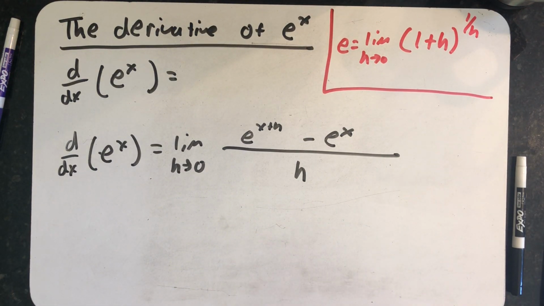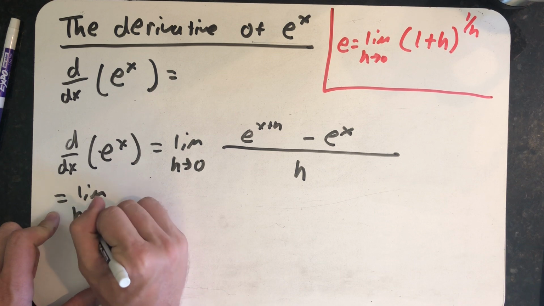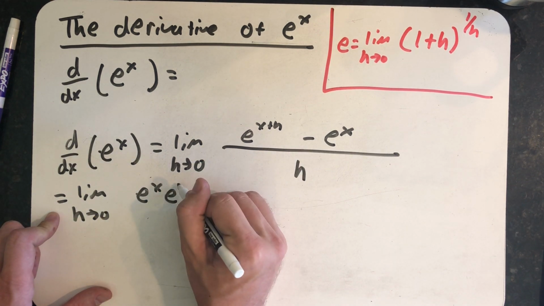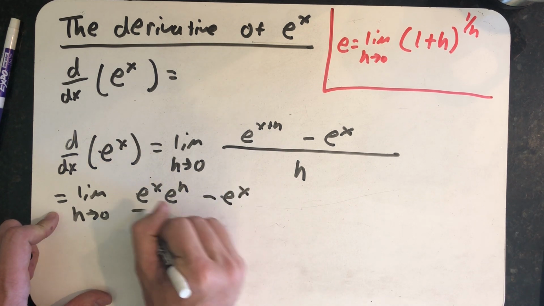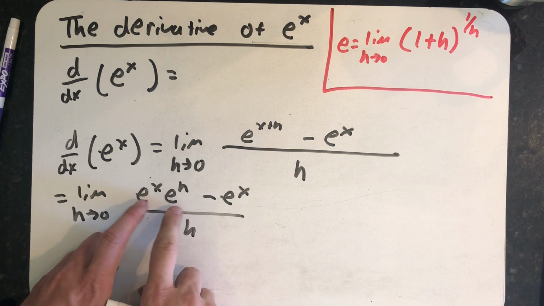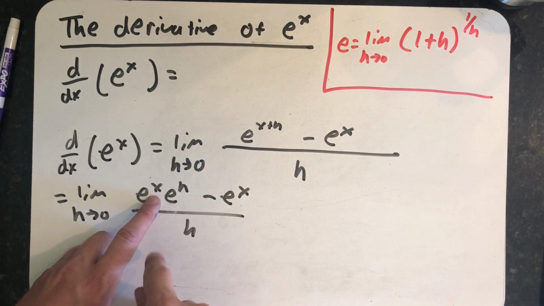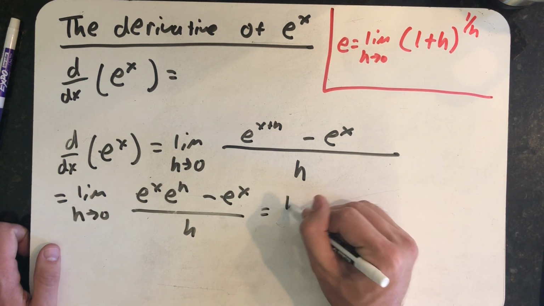Now let's see what I can do with this difference quotient. I have a limit as h is going to 0 of e to the x plus h. I'm going to rewrite that as e to the x times e to the h minus e to the x, all over h. This works because when I'm multiplying things with the same base, I add their exponents. So I can rewrite it like that, and what I see now is I can factor out an e to the x.